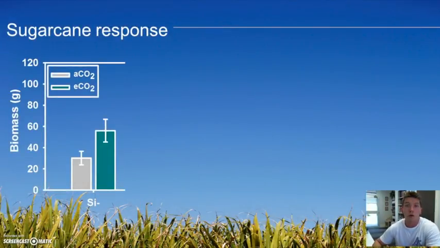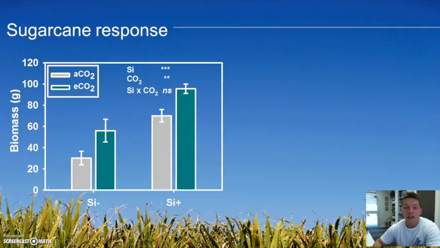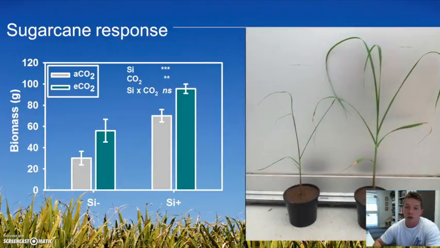So just looking firstly at the overall biomass, we can see that the grey bars are ambient CO2, the green-blue bars are elevated CO2, and you can see under the silicon minus treatment, the elevated CO2 is significantly increasing the biomass. And in fact, we see the same response under the silicon treatment as well. So under silicon, we're seeing an increase in biomass and also under elevated CO2.